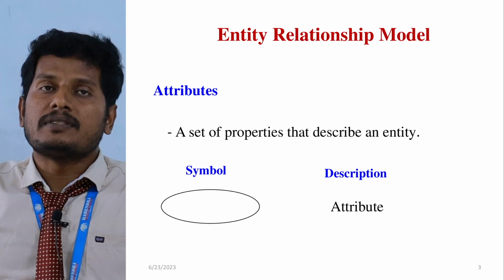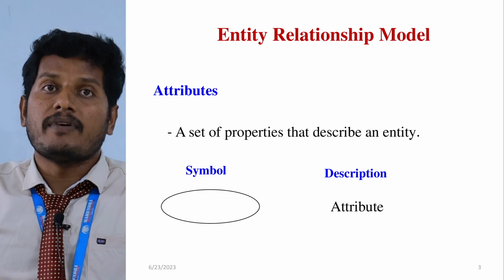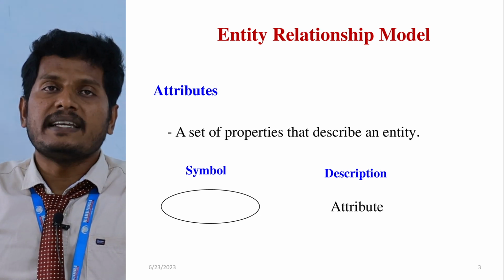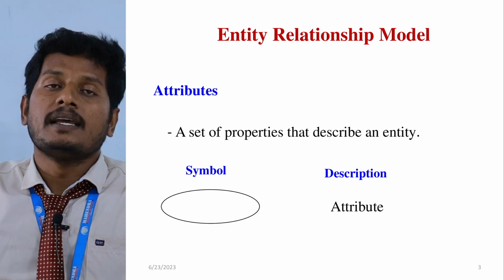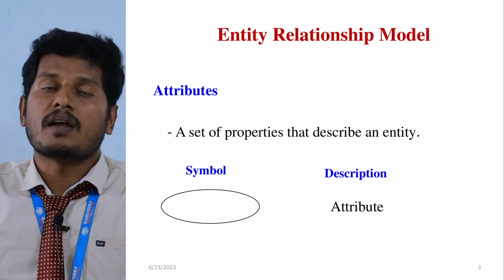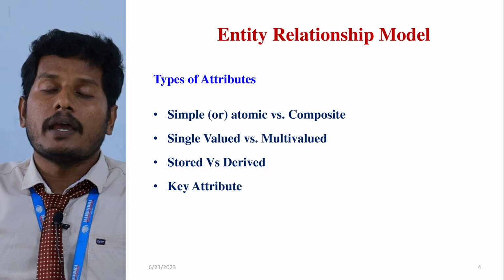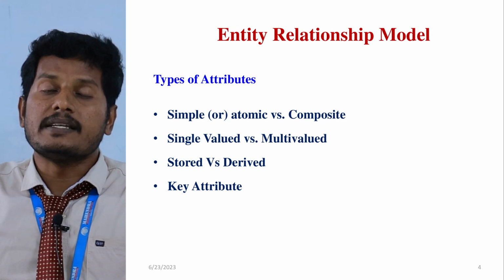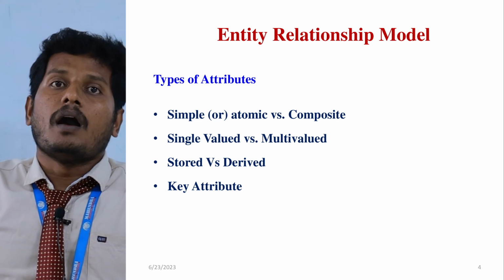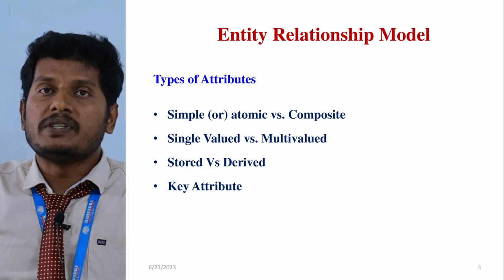An entity describes some attributes. For example, employee is an entity. It describes some properties: employee ID, employee name, salary, address, and PIN code. These are called attributes. Next, what are the types of attributes? Attributes can be classified into some categories. One is the simple or atomic attribute, otherwise composite attributes.